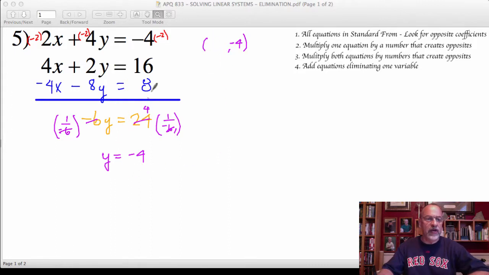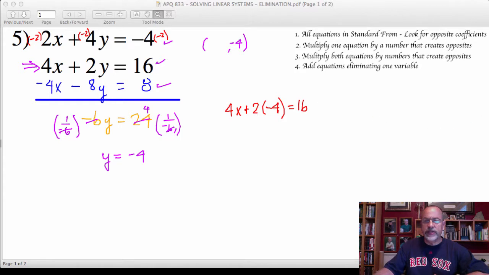Now again, I can go back to either of the two original equations or the new equation I created, substitute in the negative 4 for the y, and determine what the x value is. So I'm going to go with this middle equation. I'm going to substitute into this one. So I'm going to rewrite that equation, and when I come to the letter y, I'm going to put in negative 4. That's going to give me 4x, and then I have 2, and then the y value, so I'm going to put in the negative 4 for the y, and equals 16.